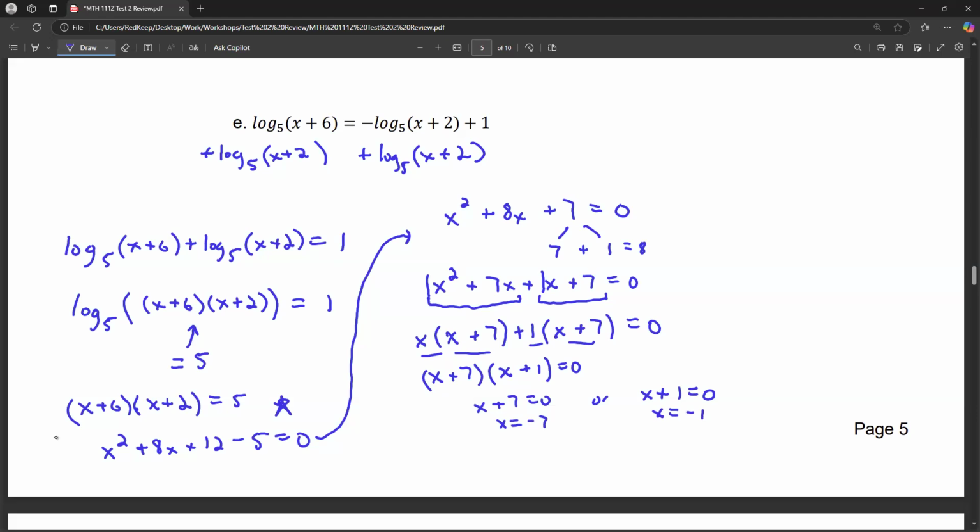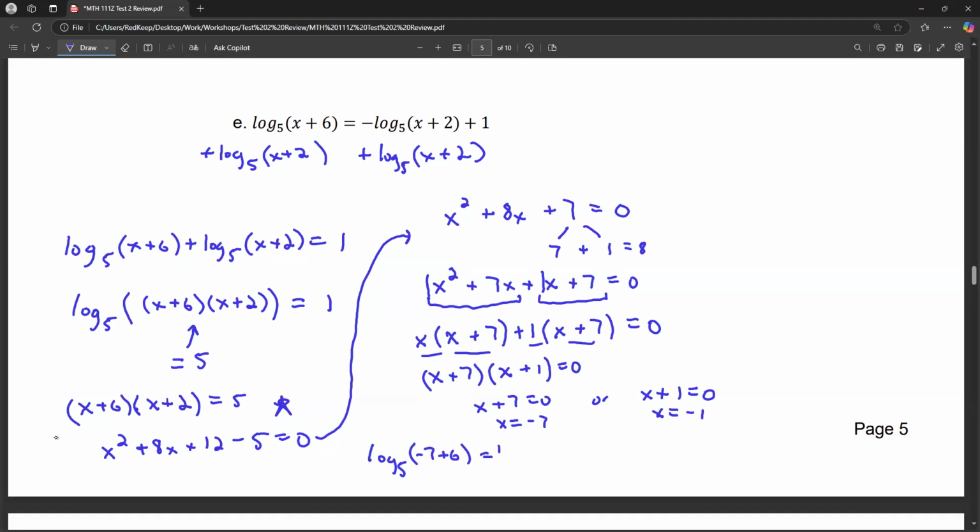But I will say this, right? When we're dealing with logarithms, you need to confirm that these are valid answers, because obviously these are roots to this second degree polynomial, but we need to make sure that we can actually add these as arguments for our logarithms. So we have log base 5 in our original equation of x + 6. So notice when I plug in -7 + 6.